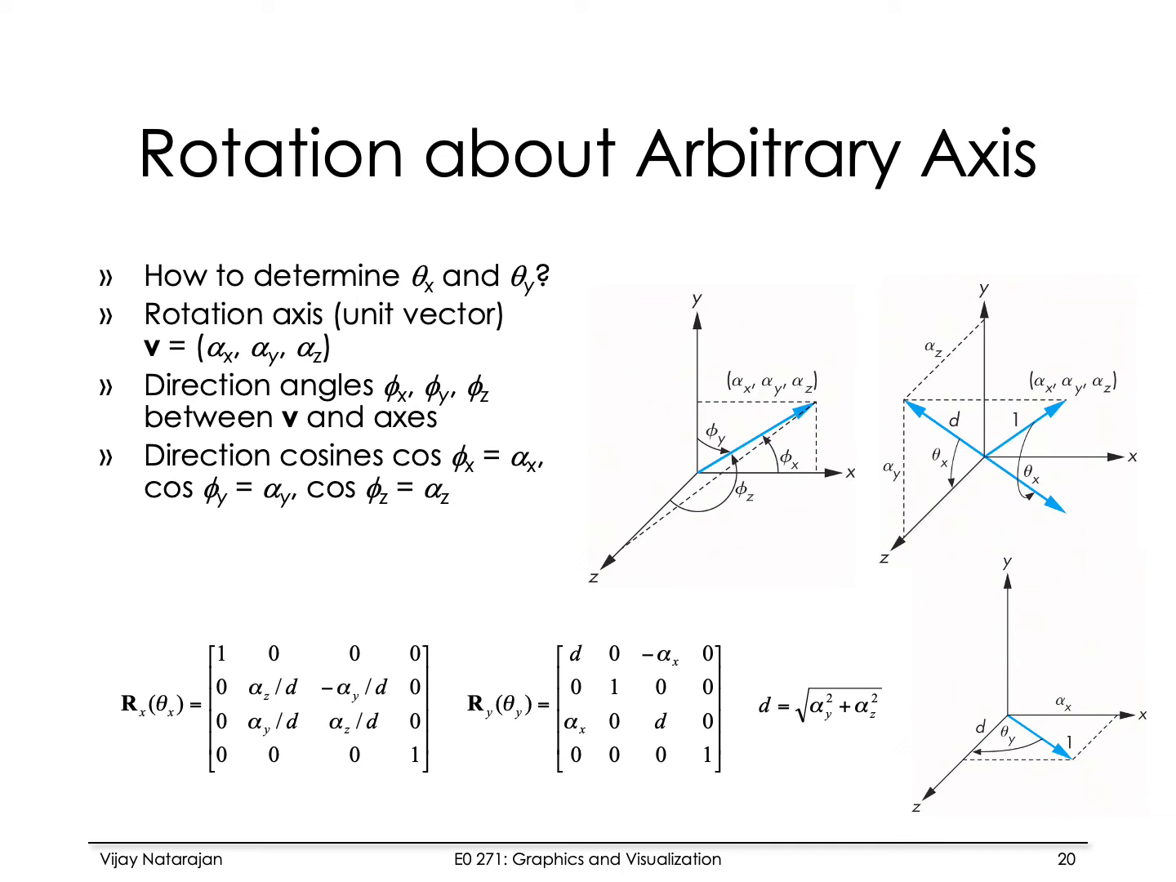Since I know the cosine and sine of theta x and theta y, I can write down the two matrices R sub x and R sub y. So we are done with that. What we have done now is write down the expression for rotation about an arbitrary axis V. And in addition, we know that this rotation need not be about the origin. We know how to solve that problem also via a translation.